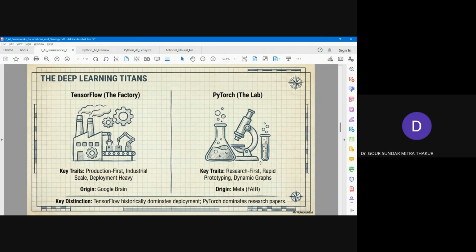Okay, so this library is actually for researchers, but both of them do the same thing. They help you to develop deep learning algorithms or projects. And this particular PyTorch library was mainly developed by Meta.